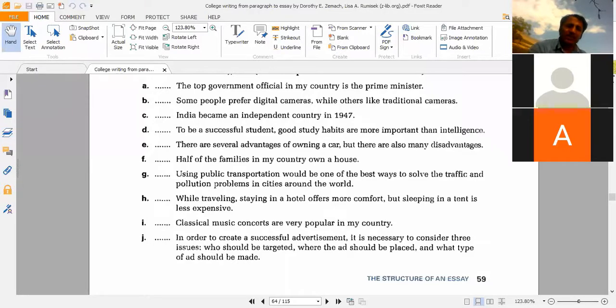So the writer... I told you that when you compare two things, suppose nuclear energy, we talked about advantages and disadvantages. We can't say in the thesis statement that nuclear energy has both advantages and disadvantages. This is a kind of confusing sentence in the thesis statement.